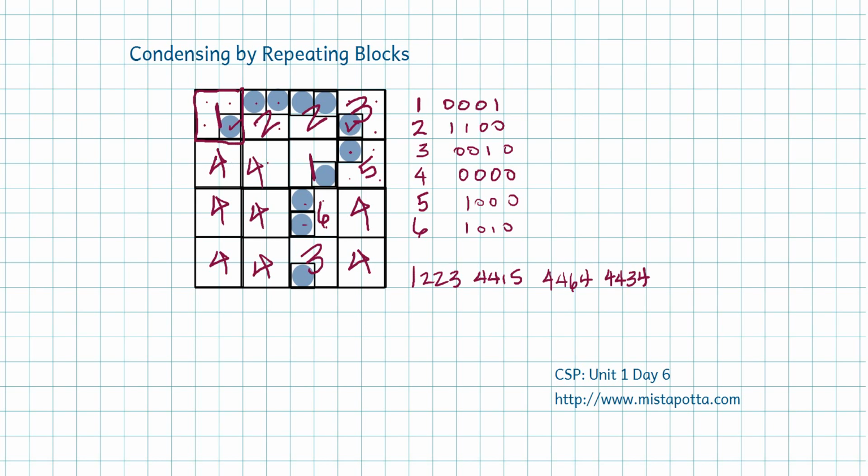So if I was to go down and write this as a string of digits, my first one was 1, 0, 0, 0, 1, 2, 1, 1, 1, 0, 3, 0, 0, 1, 0, 4, 0, 0, 0, 0, 5, 1, 0, 0, 0, 6, 1, 0, 1, 0. Then I'd have the 1 2 2 3 4 4 1 5 4 4 6 4 4 4 3 4. Notice that this starts with a 1 and then I've got a group of 4. Then the next number is 2 and I've got a group of 4. The next number is 3, then I've got a group of 4. The next thing is 4 and I've got a group of 4 and a group of 4 and a group of 4. But 6 is the last block.